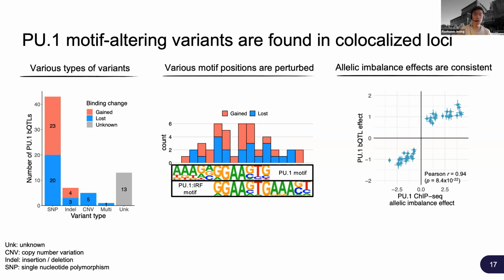Lastly, I compared the PU1 BQTL effects with allelic imbalance effects. If an individual is heterozygous, meaning that the two copies of the chromosomes have different alleles, PU1 could bind more on one of the copies. And what this result shows is that PU1 motif-altering variants that increased PU1 binding across individuals also increased PU1 binding within a heterozygous individual.